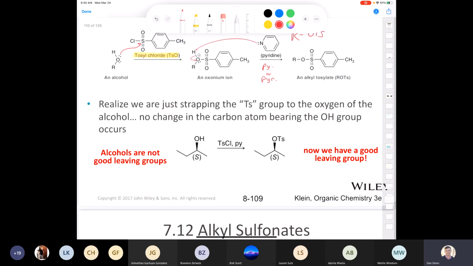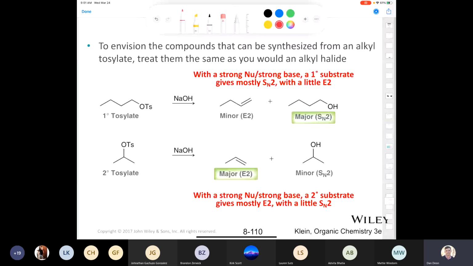So again, you can consider the tosylate to be reactive in the exact same way you would an alkyl halide. If you take a primary tosylate and treat it with a strong nucleophile, strong base, what are you going to get? Mostly SN2, a little bit of E2. If you take a secondary tosylate, do the same thing, strong base, strong nucleophile. I told you that since this is sterically hindered, you're going to get mostly E2 with a little bit of SN2. So the take-home message, if you want me to summarize this really quickly, is that the behavior of a tosylate is the exact same as an alkyl iodide, bromide, or chloride.